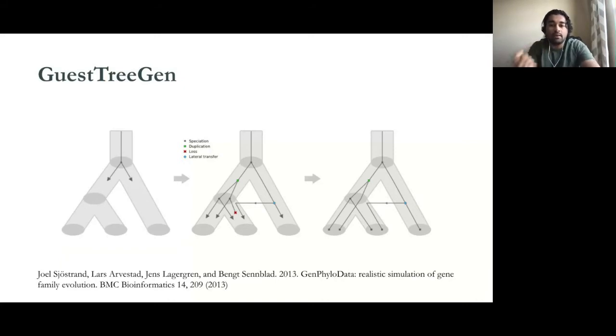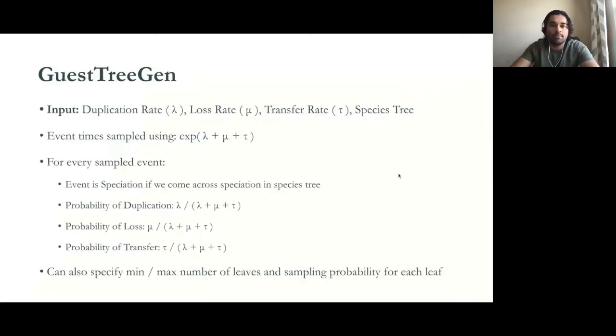And in addition to that, you also sample events just like you did in the species tree, which would correspond to duplication or loss or a horizontal gene transfer, depending on the ratios of the different rates for each of those events that you provide the framework with. So this would correspond to essentially giving it a duplication, loss, and transfer rate, and also a species tree down which you want to evolve this tree.